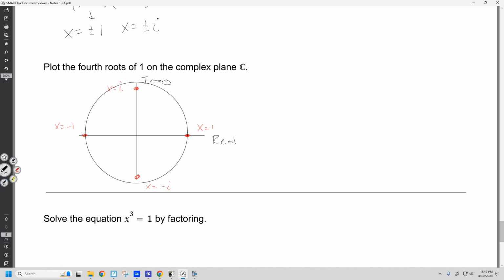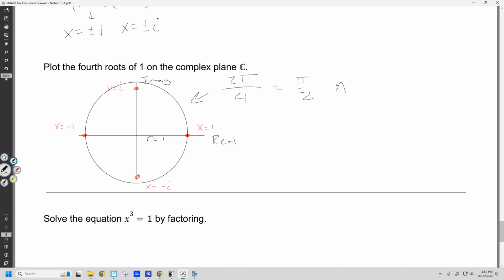We have a radius of 1 to get to all 4 of the points. We go 1 away from the origin to get to the 4 points. Cool? And I took my circle, which is a total of 2 pi radians, divided that into 4 parts, and I realized that all of these points are pi over 2 away from each other.